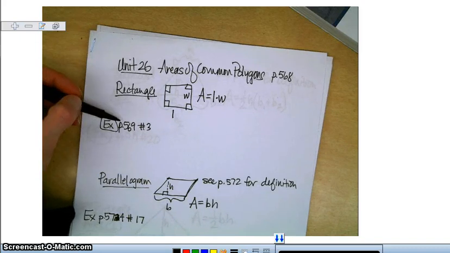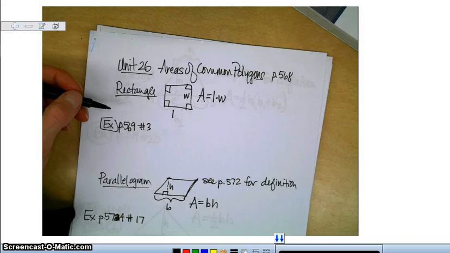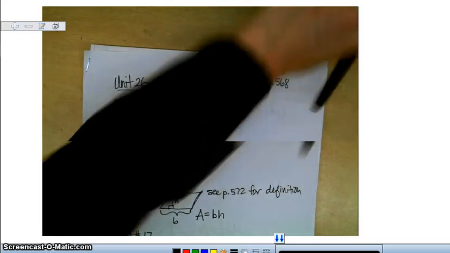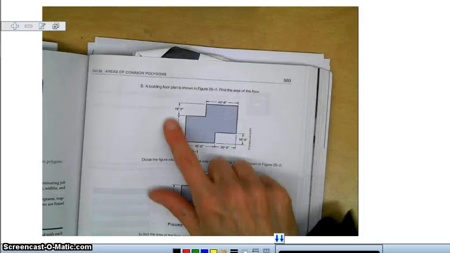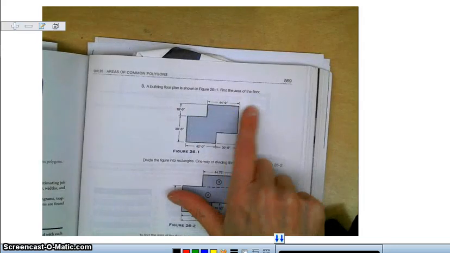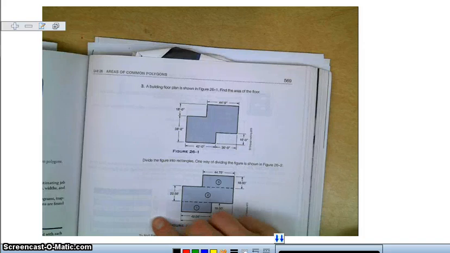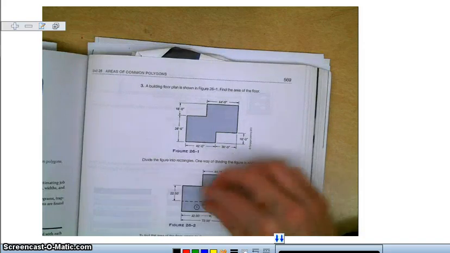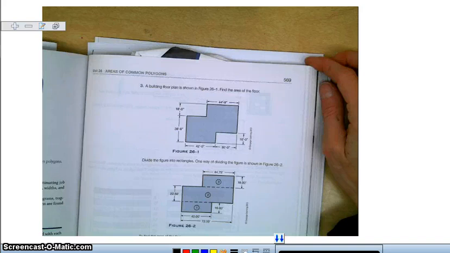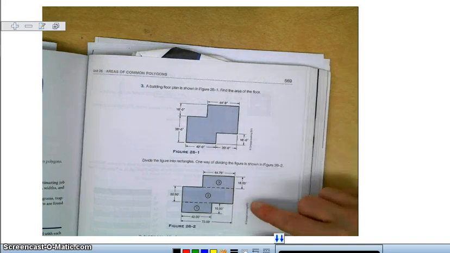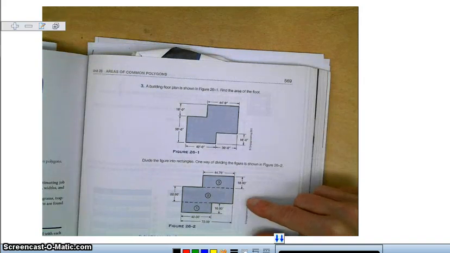So if we look at page 569, this is actually an example from the book. We've got a building floor. A floor plan is shown here, and we'd like to find the area of the floor plan. So this isn't just one big rectangle. We've got a couple of different options what we can do, although they tell us exactly what they want us to do here.